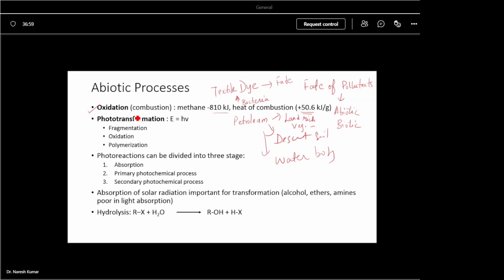So petroleum compounds, or any compound which is there in a solution, can undergo phototransformation, and this phototransformation will be dependent on the energy of the incident light, which can be found out using this equation. We know that. So phototransformation, that means interaction of light with the matter, can lead to fragmentation of organic compounds. And assume a multi-ring benzene structure. That is what is there in these petroleum compounds.